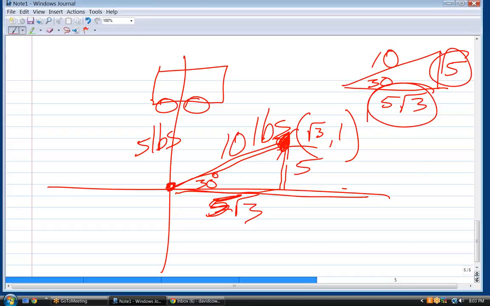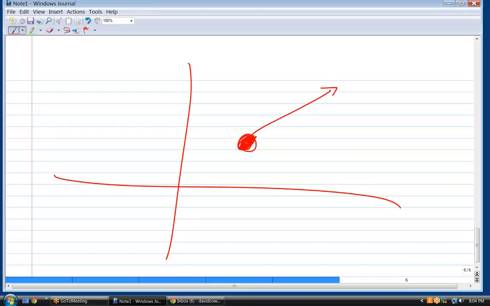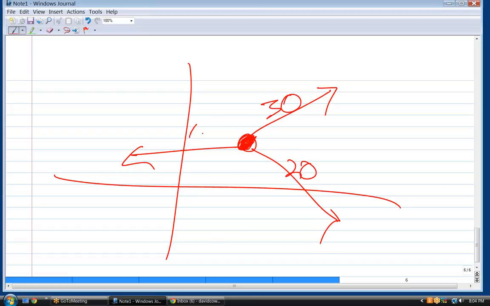And the way most vector problems are solved, let's say you have a rugby ball laying on the ground, and you have 3 people tugging on it. You have one person tugging in that direction, one person tugging in this direction, and one person tugging in that direction. And this person's tugging with 20 pounds of force, this person's tugging with 30, and this person's tugging with 40.